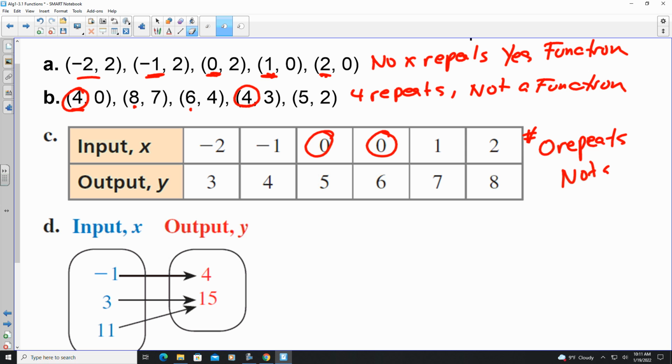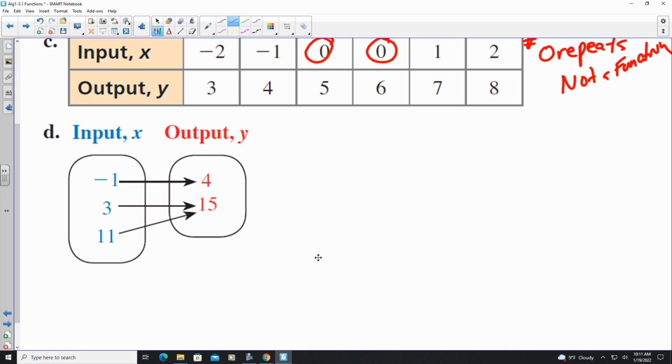Gotta learn how to spell function. There you go. And now over here with the mapping diagram, essentially what I'll do is rewrite this as an ordered pair to illustrate this.